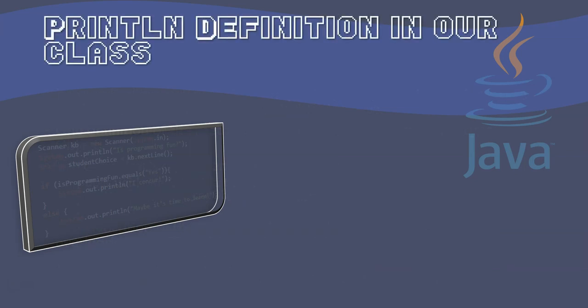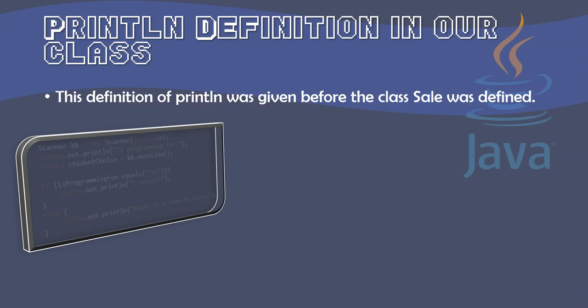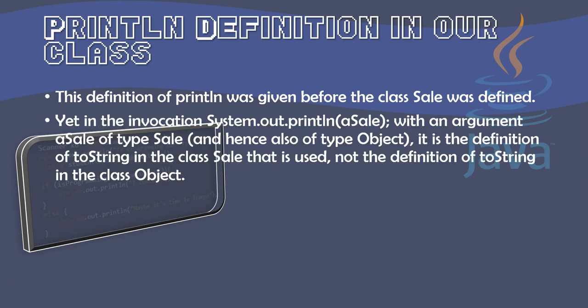So when we ask about this println definition, if you think about it, println was defined before the definition of toString within Sale. Yet in the invocation System.out.println(aSale), with that argument aSale of type Sale, and hence of type Object, it's the definition of toString in the class Sale that is used, not the definition of toString in the class Object. Late binding is again what makes this work. So we're going to see late binding a lot here.